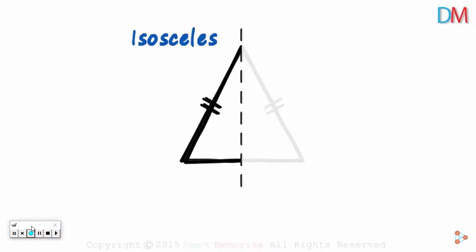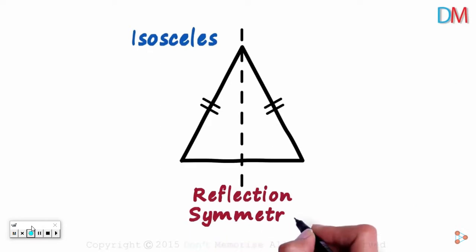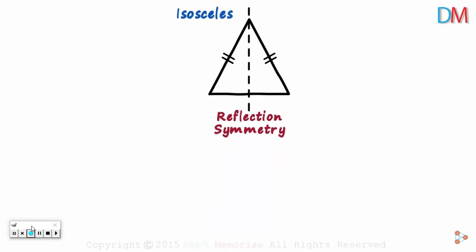If this part is flipped to the other side, we see that the two parts match exactly. And that's why we say that this shape is symmetrical. This is called reflection symmetry. Why is it called that? Let's see. If we take one part and keep it against a mirror, we will get the original shape. The reflection of one part completes the shape.